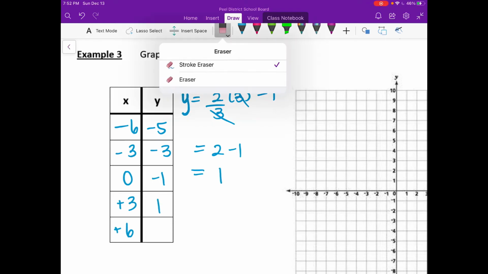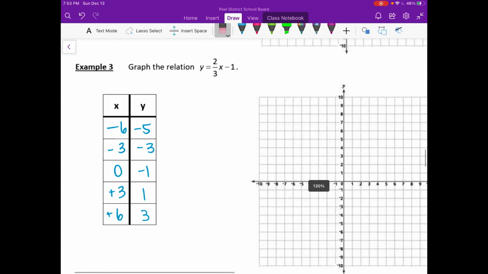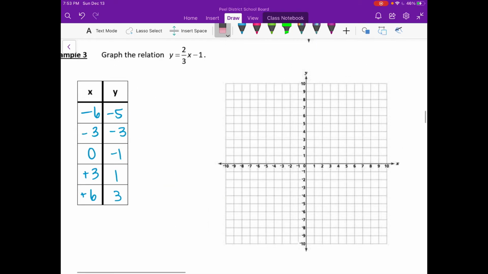And then last but not least, I'm left with y is equal to 6 times 2 over 3. So 2 over 3 times 6 minus 1. The 6 and the 3 cancel each other out. I'm left with 2. 2 times 2 is 4 minus 1. This will give me 3. Right, and do you see how those numbers are just easy to work with? Otherwise we would have been left with decimals, and that wouldn't have been fun to work with.